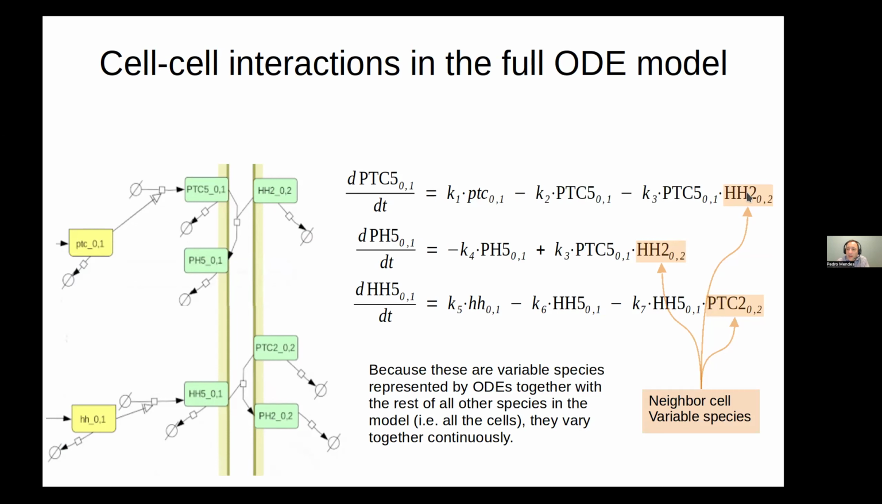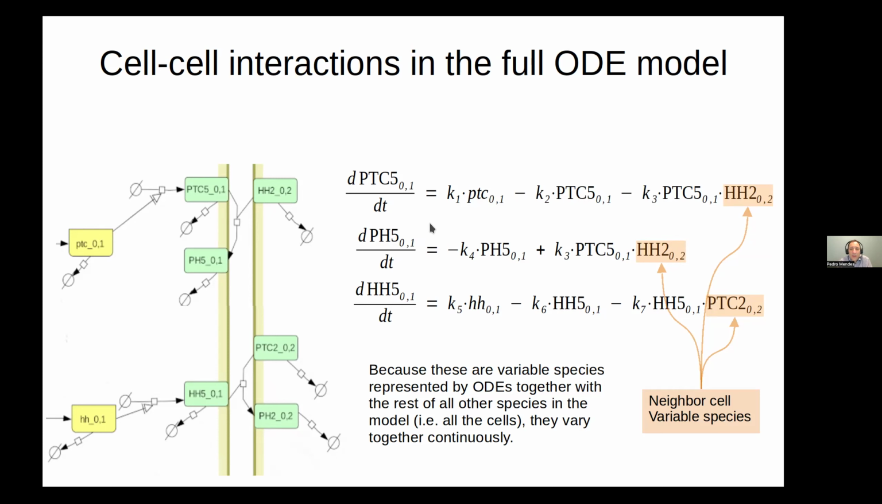I'm highlighting here. These terms are from the neighboring cell, right? So I have the equation for cell 0, 1, but this term here is from cell 0, 2. And that term there and that term there. And of course, the same thing happens for all the other 5 cells neighboring this one, and for all the cells and all their neighbors.